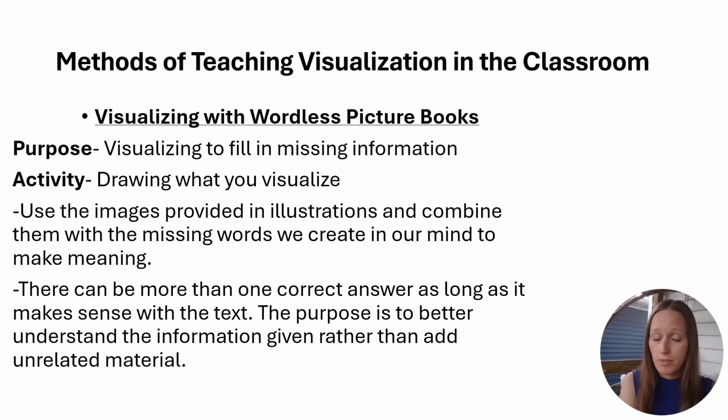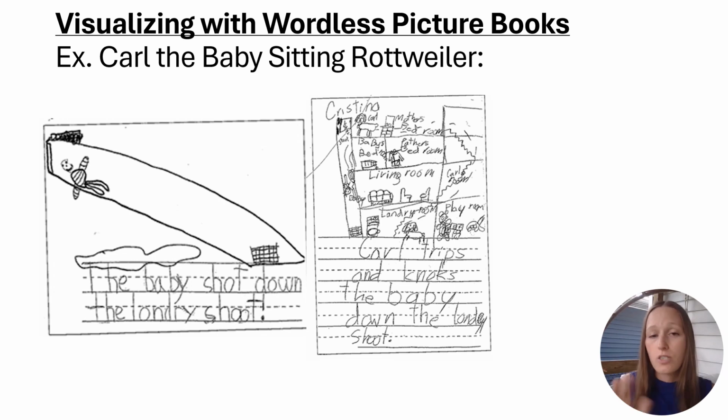Visualizing with wordless picture books is one method of teaching visualizing in the classroom. The purpose is visualizing to fill in the missing information and having students draw what they visualize. You can use the images provided in the illustrations and combine them with the missing words that we create in our mind to make meaning. And there can be more than one correct answer, as long as it makes sense.